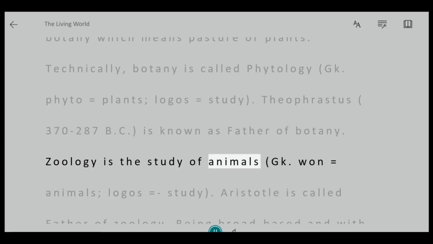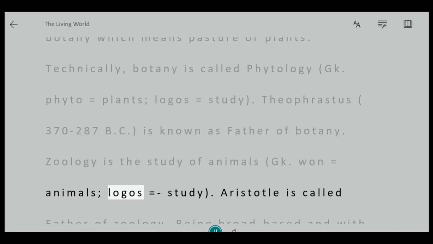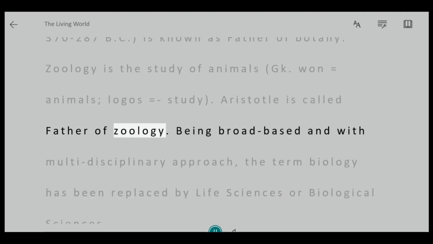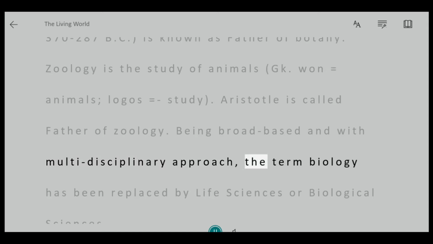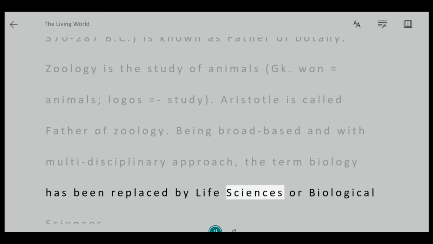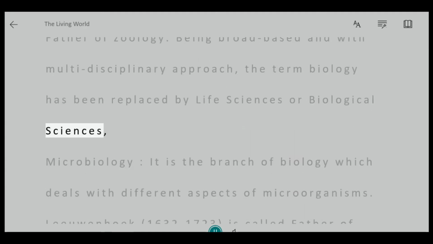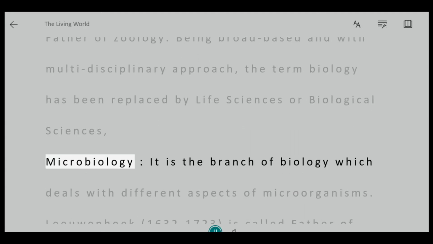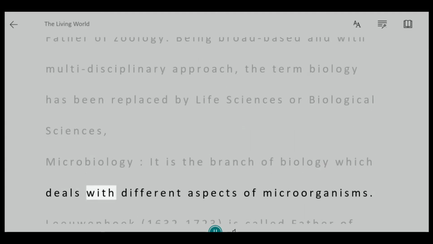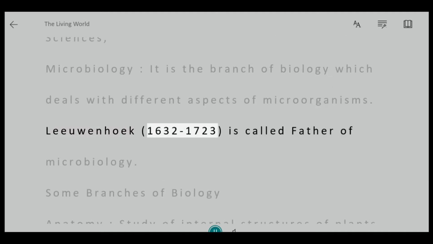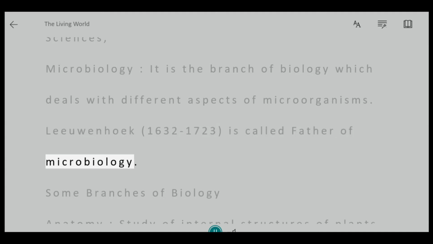Zoology is the study of animals, Greek zoon equals animals, logos equals study. Aristotle is called father of zoology. Being broad-based and with multidisciplinary approach, the term biology has been replaced by life sciences or biological sciences. Microbiology. It is the branch of biology which deals with different aspects of microorganisms. Leeuwenhoek, 1632 to 1723, is called father of microbiology.